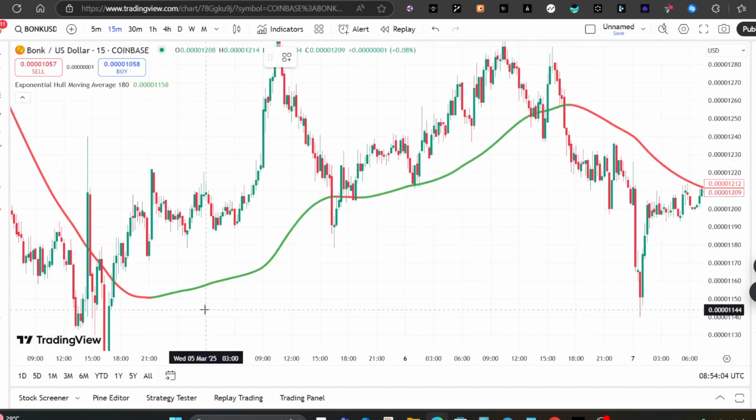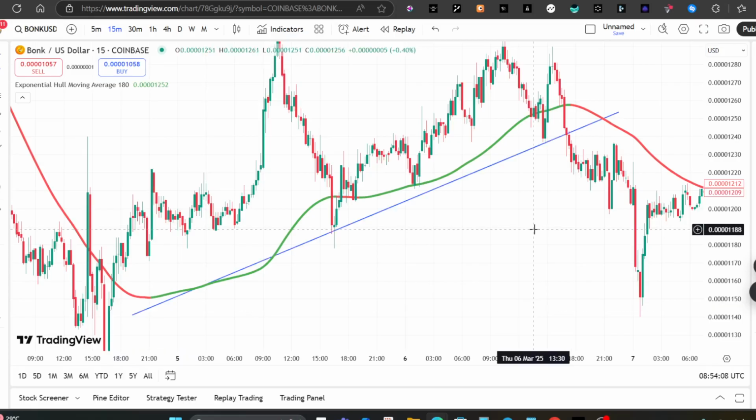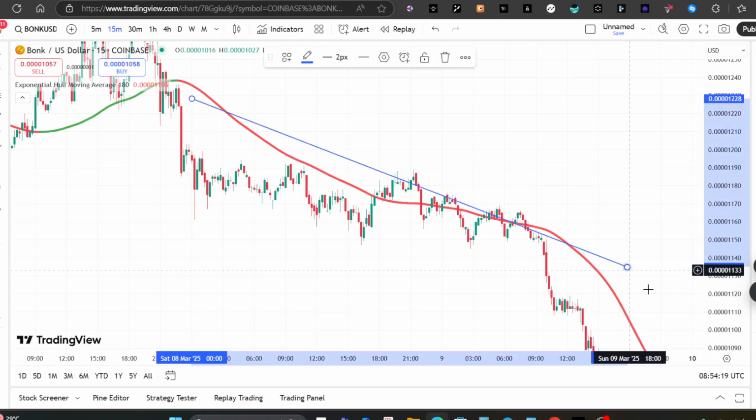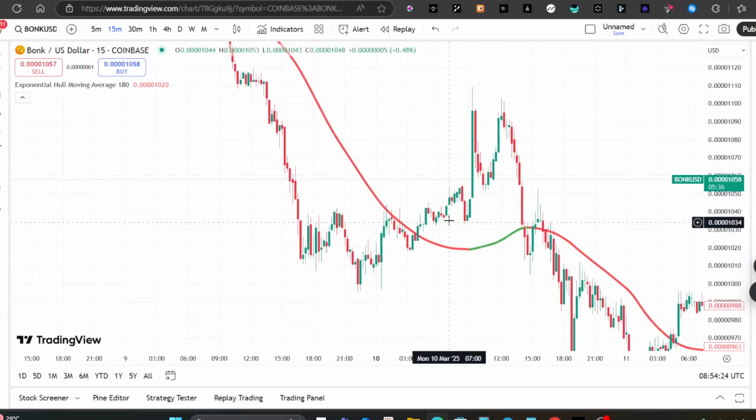if it is sloping up, we are in an uptrend. As easy as that. If it is sloping down, we are in a downtrend. It helps you avoid false signals by filtering out sideways movement.